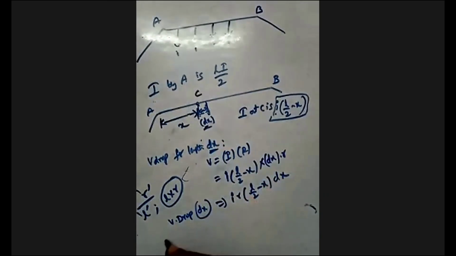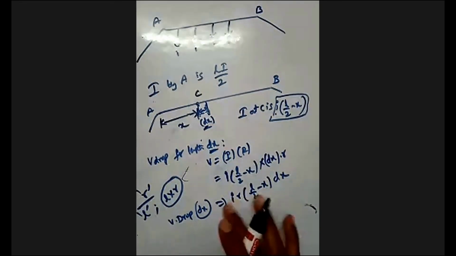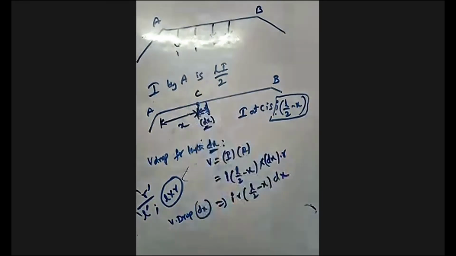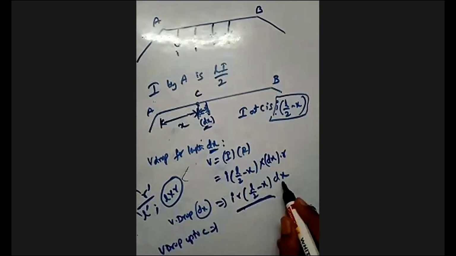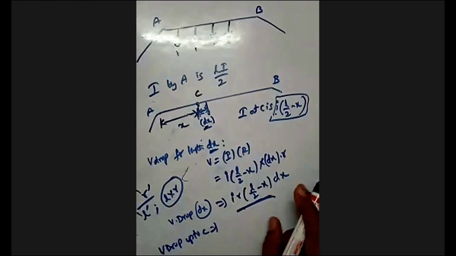Now what is the voltage drop for the entire distributor? The voltage drop for the entire distributor is from A to B. Otherwise, let me calculate the voltage drop up to C. What is the voltage drop up to C? That means we need to integrate this. This is for a small length dx, so we need to integrate it.